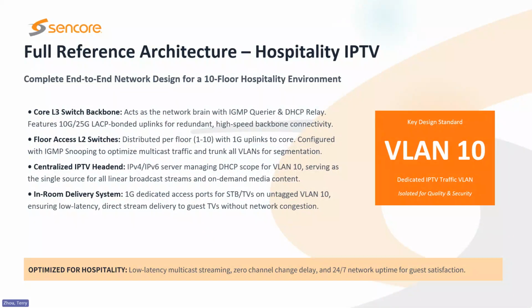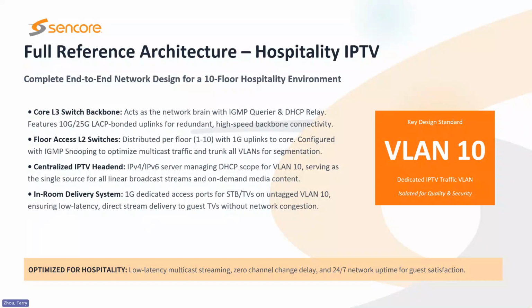So for the summary, this is a complete network design for a 10-floor hospitality environment. We have a core layer 3 switch with a 10G or 25G LACP bonded uplink, or if they don't need that, then we can have a single 10G or 25G uplink. We have a layer 2 switch that has a 1G uplink or 10G uplink, depending on your requirement. And for the IPTV network, we can configure IPv4/IPv6 dual stack, DHCP, VLAN, and all different settings.